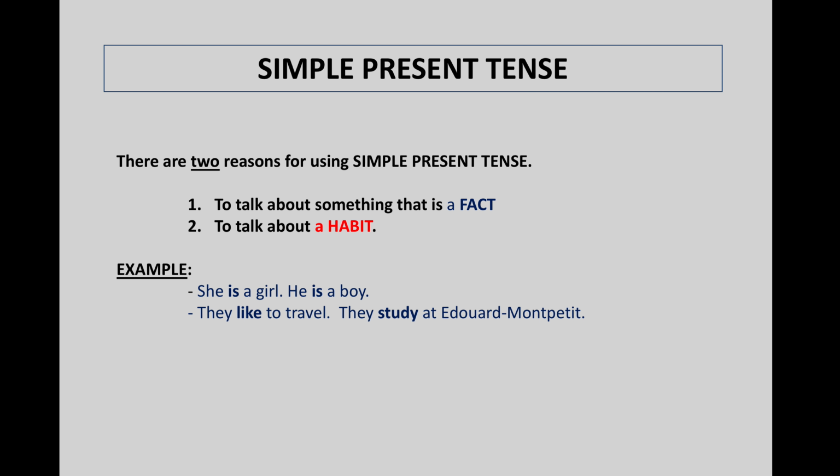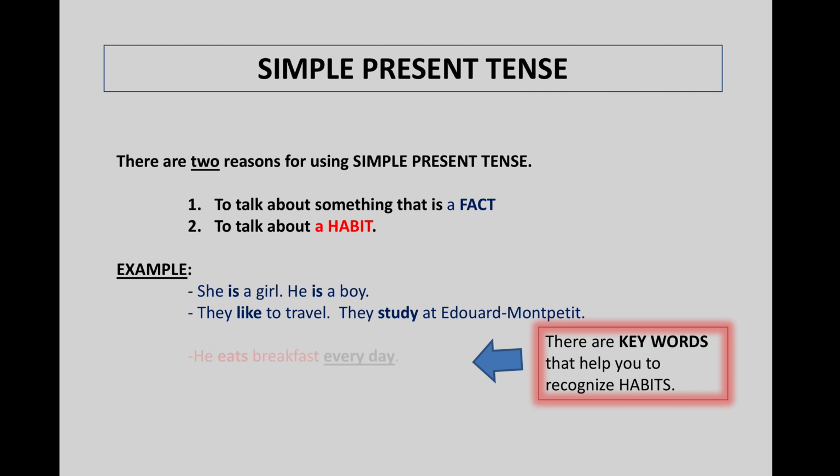Here are some sentences. She is a girl, he is a boy. They like to travel, they study at Edouard Montpetit. Those are facts. Now, for habits, we must use keywords to help us recognize them, and here are some habits. He eats breakfast every day. They often go to Florida in the winter.